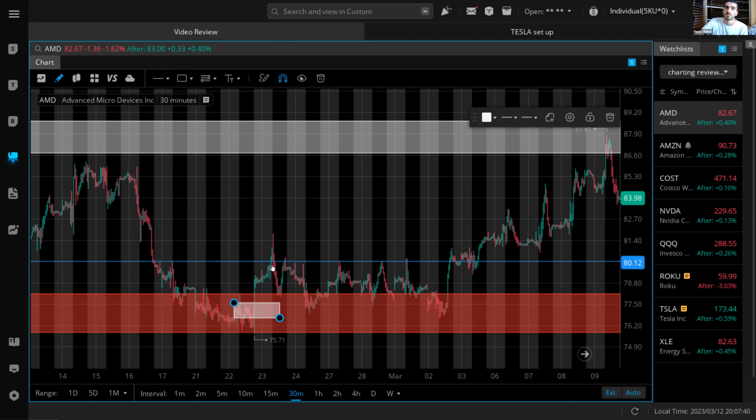We held support and pushed back up. We had a fake wick on this day and we came right back down. At the end of the day, we tried to push again, failed, and came right back down, but we still held that support on the bottom. So this cup and handle stayed valid. It was forming that bottom, and now we're starting to push back up.